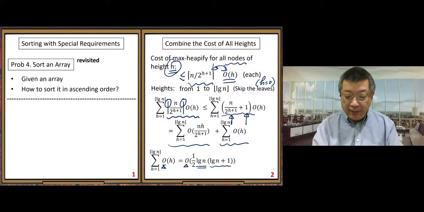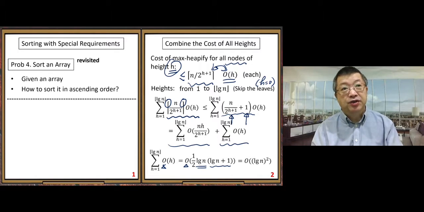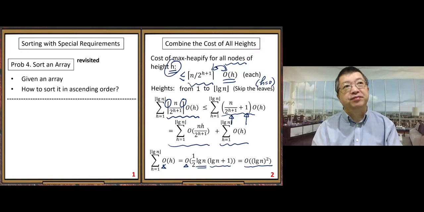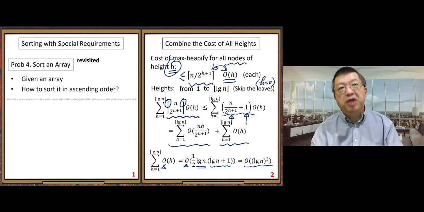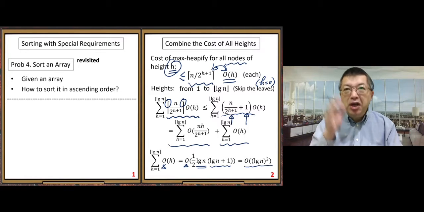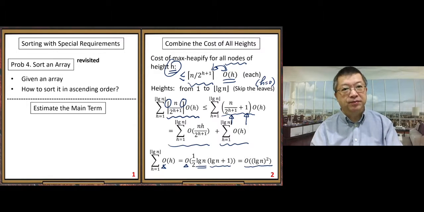That expression, 1/2 log n plus 1. After simplification, because constants are not that important in asymptotic notation, we skip them. Then big O of log squared n. That's the second term. Now the key part. The first term is the key part. Second term, minor part. First term, major part. So let us estimate the main term, the first one.